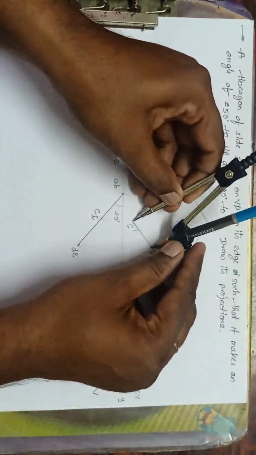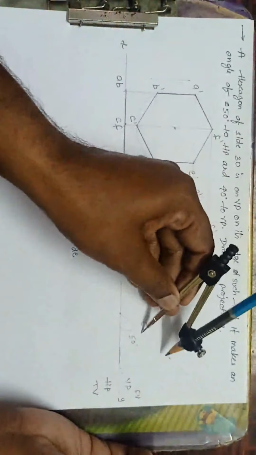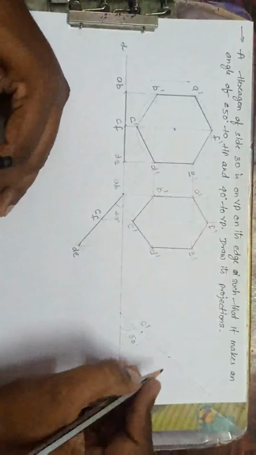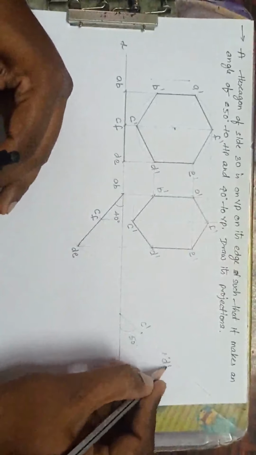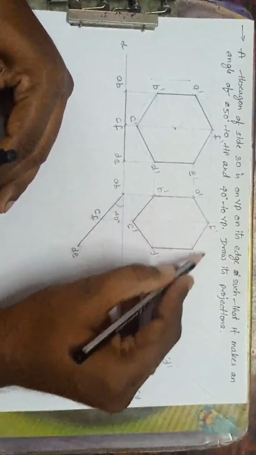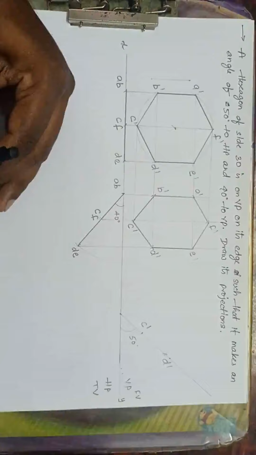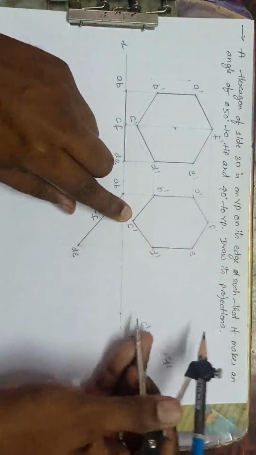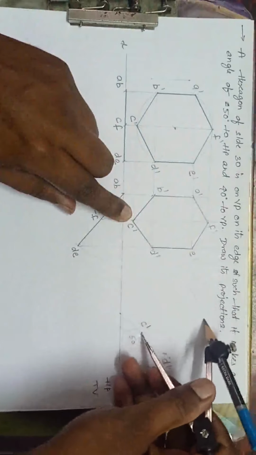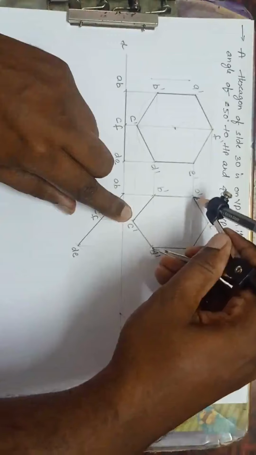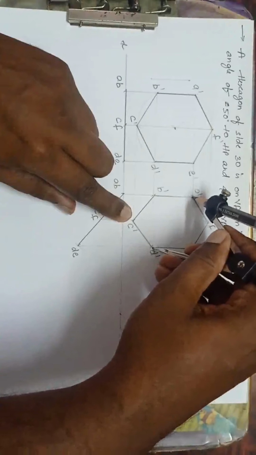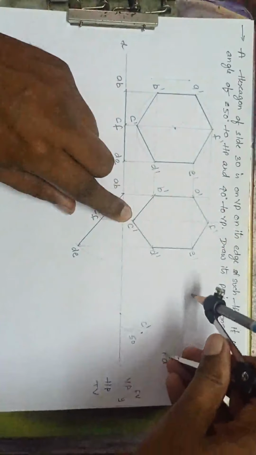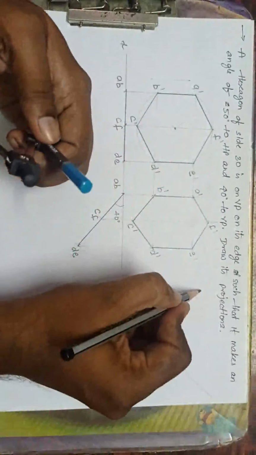Okay, now take the length C dash to D dash. C dash as center, cut here. I'll get D dash. Using C dash and D dash, I will draw all the points. I will start from A. Take radius C dash to A dash. C dash as center, draw an arc. D dash to A dash. D dash as center, cut here. I have got A dash.